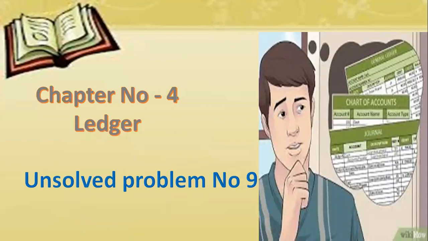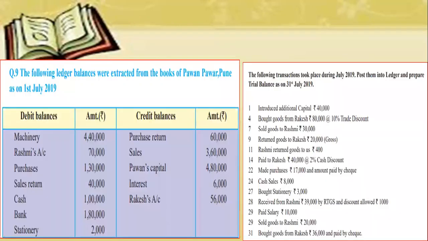This slide shows the unsolved problem number 9, Chapter number 4 on ledger of the textbook. This example covers all debit and credit ledger balances. With the help of these balances, how to prepare a trial balance is also covered. I request all of you to see the example and then take a screenshot, which will help you in solving the example.